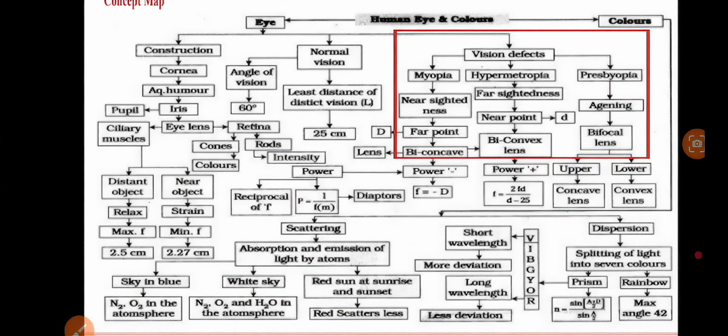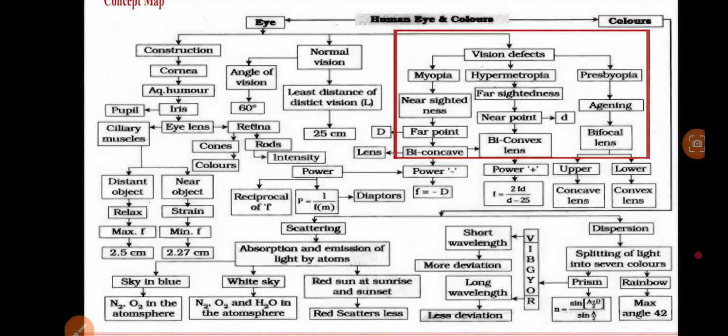And also we revised the second period, that is eye defects. You can see that concept map, and you have to summarize again. Here this is myopia, this is hypermetropia and presbyopia. Under myopia, this is called nearsightedness, and the far point for myopia is less than infinity when compared to the normal vision.